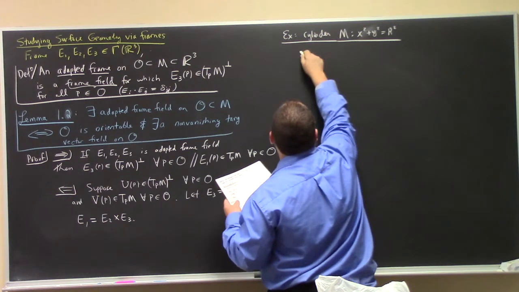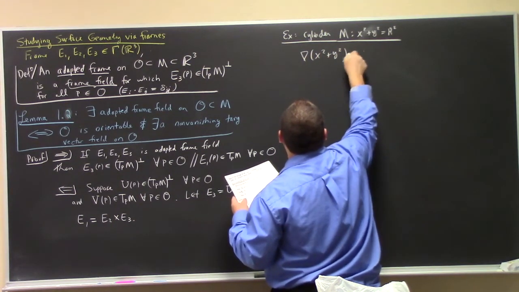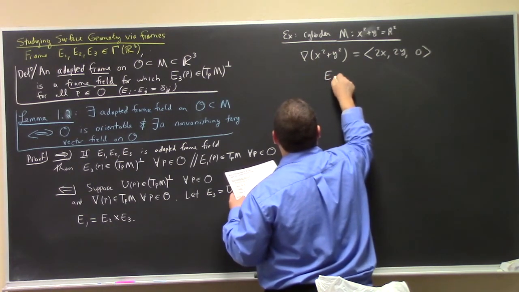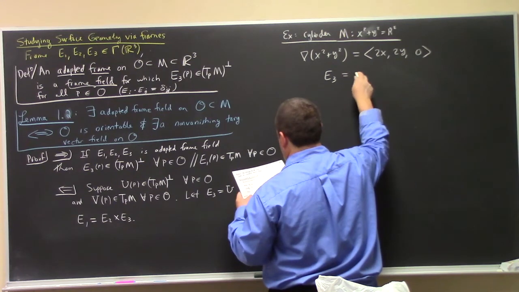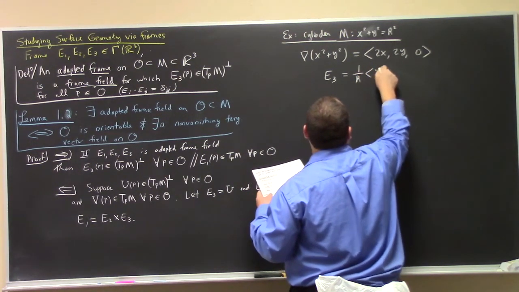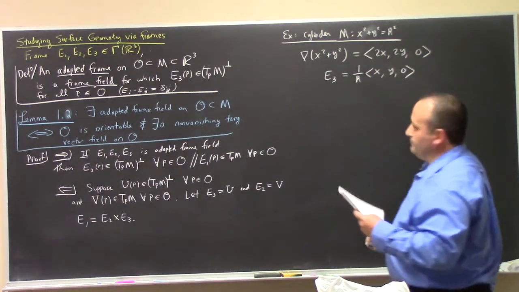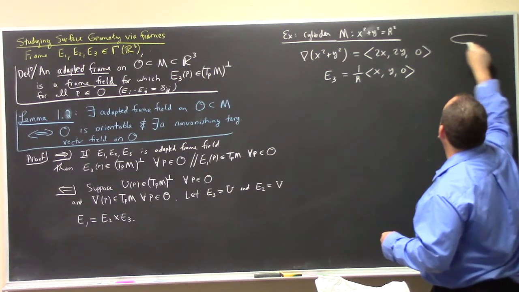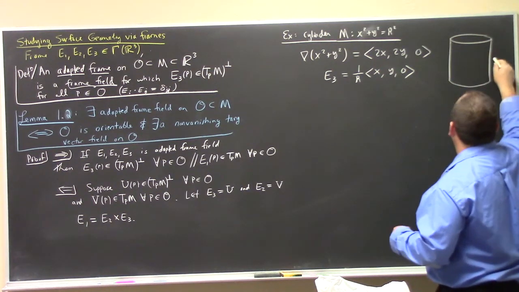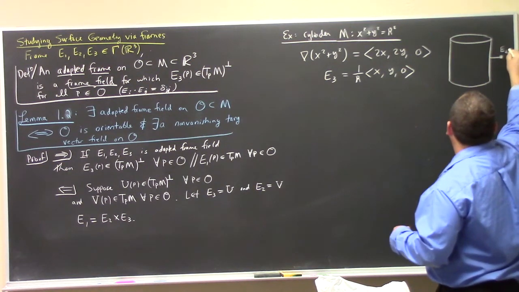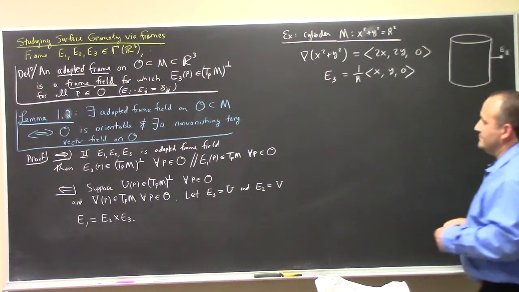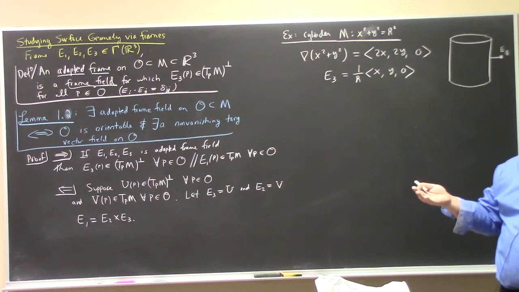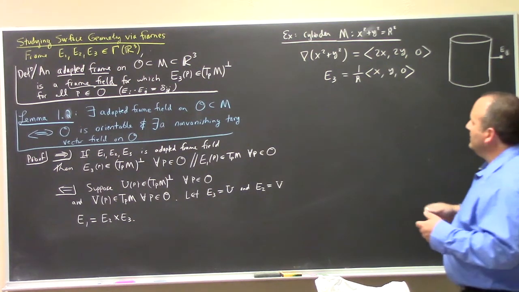Of course, we can take the gradient of x squared plus y squared, and what's that give us? It gives us 2x, 2y, 0, right? And so we can normalize that. E3 is 1 over r, x, y, 0. Why is that a length 1 vector? Remember, the length of that would be square root of x squared plus y squared divided by r, but x squared plus y squared is equal to r squared on the cylinder. So that has length 1, right? So there you go, that's a unit normal.